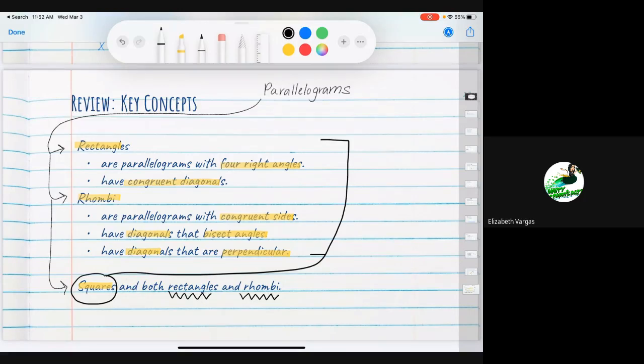But the gist of what you should take away today is just be able to understand the different characteristics of rectangles, rhombi, and squares. Okay? And then we'll see what we can do with that and what kind of questions we can answer tomorrow.